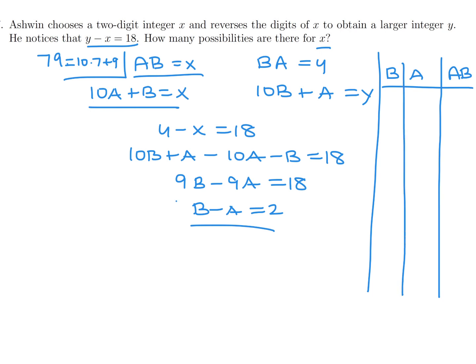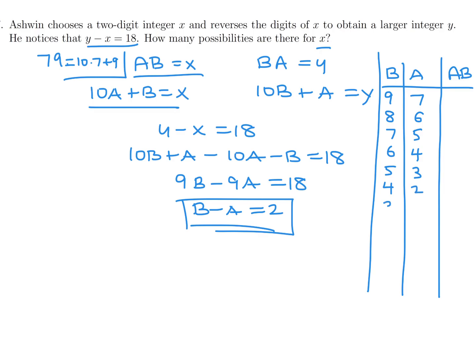Okay, and concentrating on this formula, b minus a. So they're digits, so they can be only from 0 to 9. So let's start with the biggest one. So 9 and 7, then 8, 6, and so on, right? This is a fairly straightforward list to make.